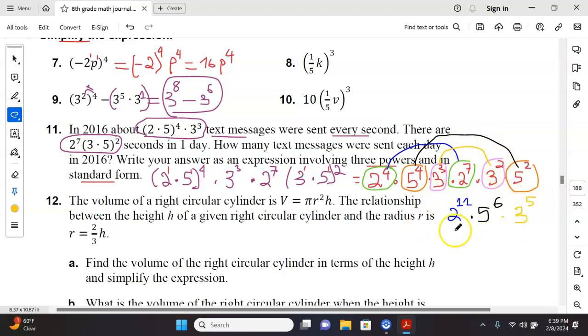So ladies and gentlemen, right there, my answer is an expression that involves three powers: 2 to the 11th times 5 to the 6th times 3 to the 5th. And there is the answer to number 11.